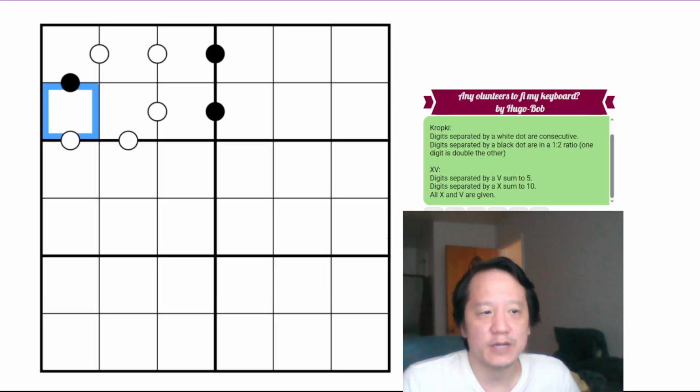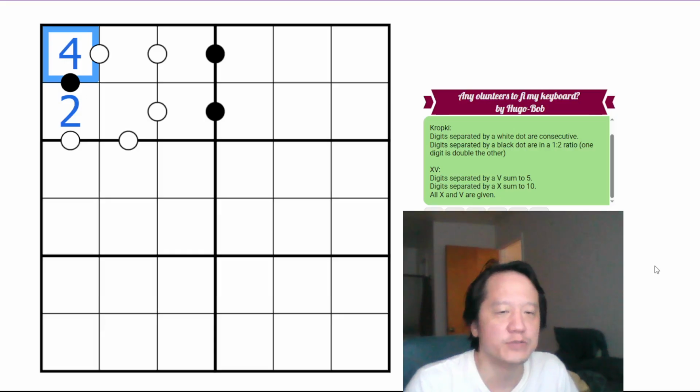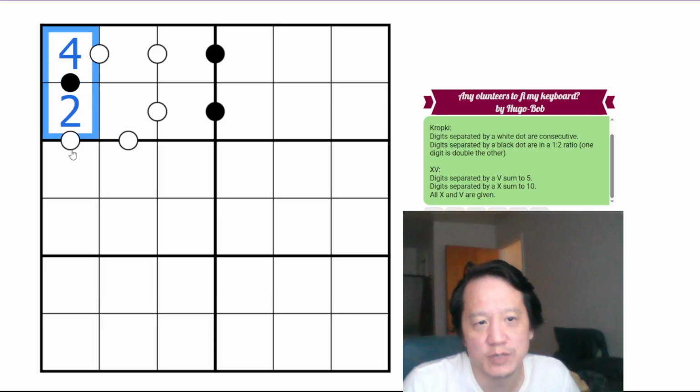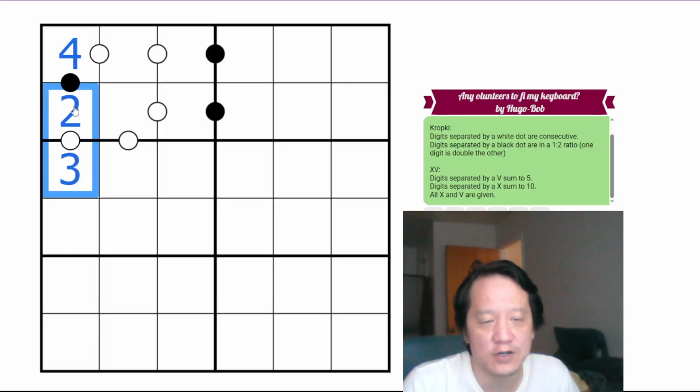And so, for example, if this were a 2 here, this digit would have to be 1 or 4 to maintain the 1:2 ratio between them, and this digit would have to be 1 or 3 to make sure that these digits are consecutive, because there's a white dot between them.